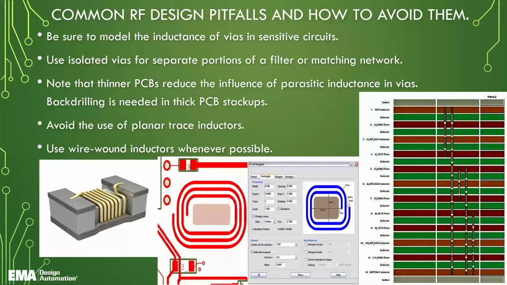Again, some of those matching circuits might need a fence or a frame put around them to shield them. Note that the thinner PCBs do reduce the influence of the parasitic inductance in those vias. The thicker boards, back drilling is needed, or if money allows, blind and buried vias is the way to go.